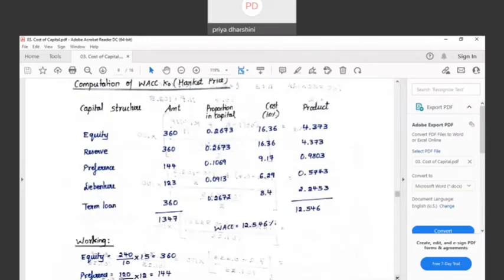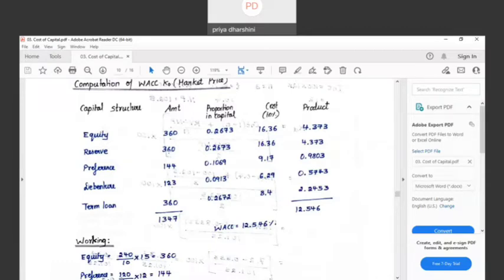If you have to do it on market value basis, what is told about market value? They have told the current ex-dividend share price is rupees 15. How much is the share capital? 240. 240 divided by 10 will give you the number of equity shares. Into 15 rupees of market price will give you 360 as equity.